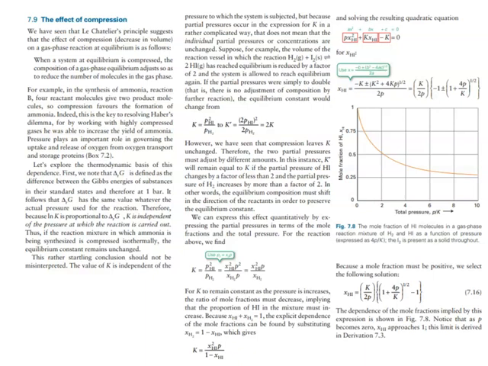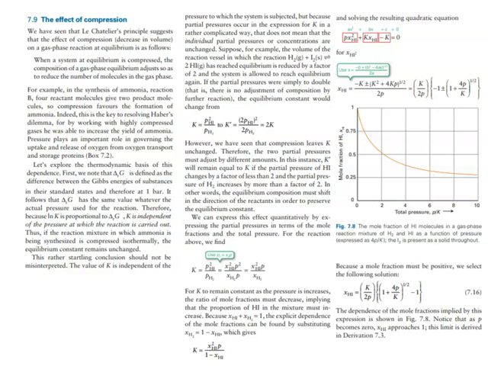For example, in the synthesis of ammonia, reaction B, 4 reactant molecules give 2 product molecules, because we have 1 plus 3 goes to 2. Indeed, this is the key to resolving Haber's dilemma, for by working with highly compressed gases, he was able to increase the yield of ammonia. Pressure plays an important role in governing the uptake and release of oxygen from oxygen transport and storage proteins, which we'll talk about in box 7.2 shortly.